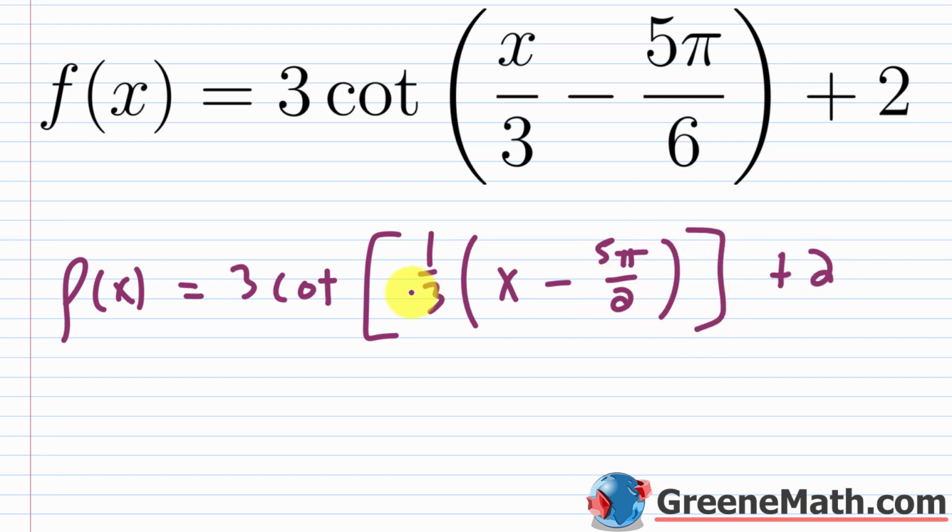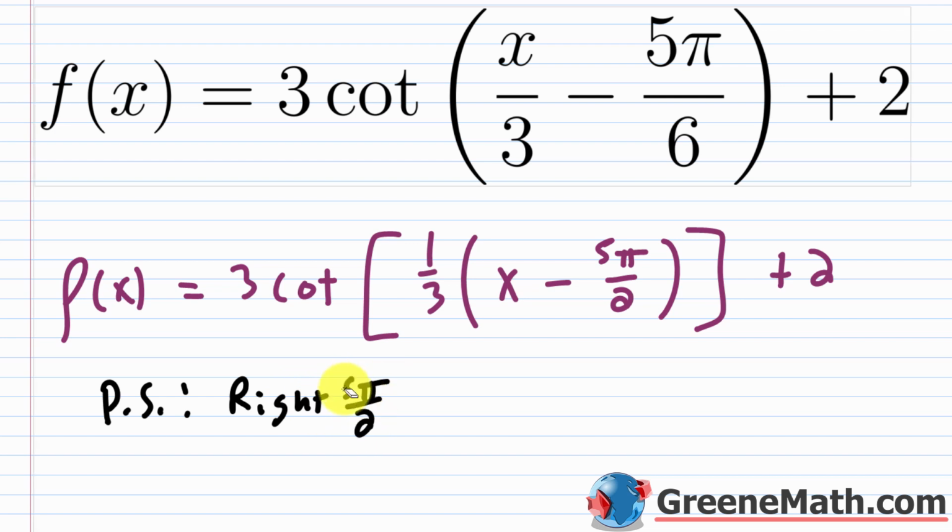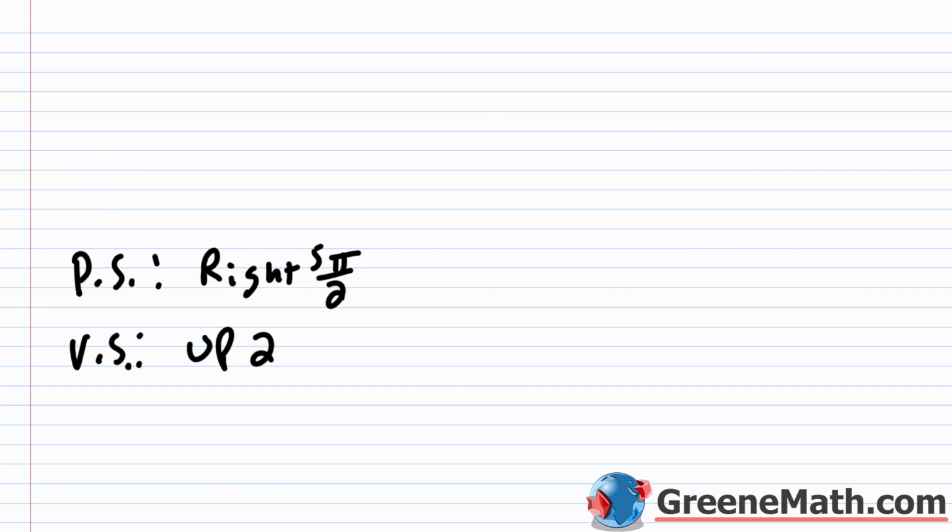So when you check this, 1/3 times x is 1/3 x, or x over 3. You have a minus and a minus. 1/3 times 5 pi over 2, that would be 5 pi over 6. So this is good to go. So I do this so I can get the phase shift. And so that's basically going to be your phase shift. You have minus 5 pi over 2 here. So you need to undo that by adding 5 pi over 2. So that means I'm going to the right 5 pi over 2. That's all it is. And then the vertical shift, you have a plus 2 on the outside, so just up 2. So we also need the period and the quarter period.